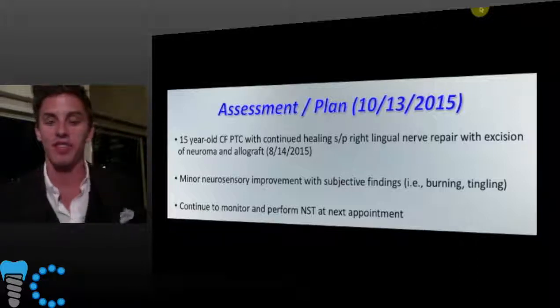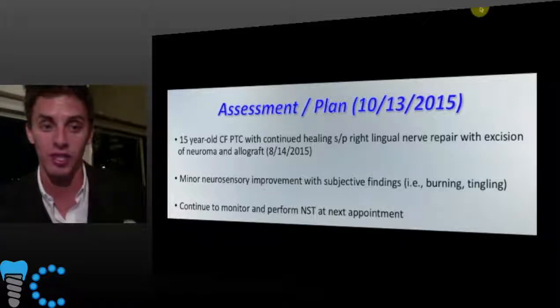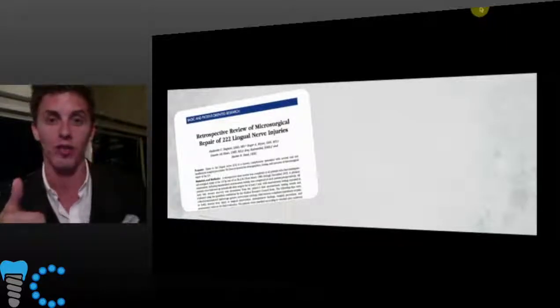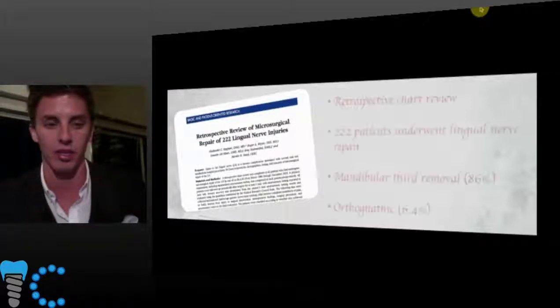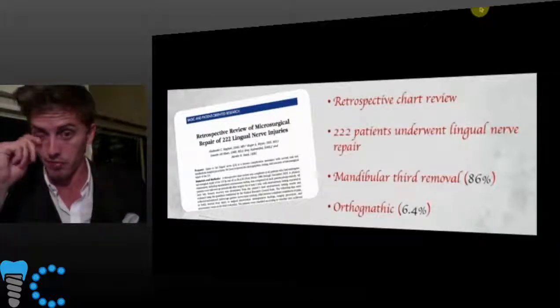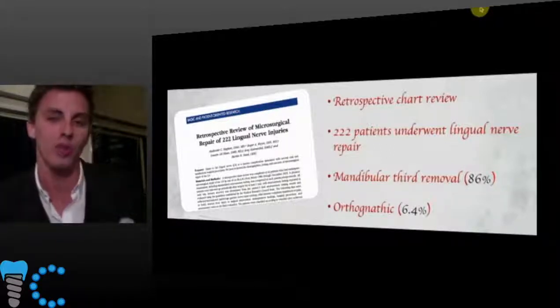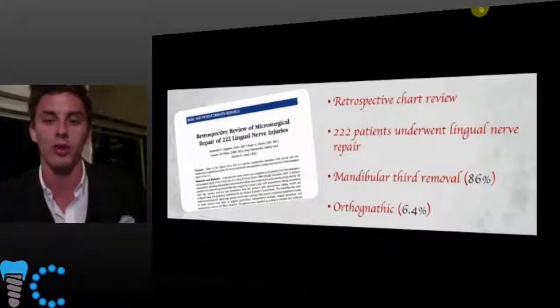So as I finish up this lecture and this trilogy, we're going to just review another paper that my attending wrote, which is fantastic. You can find both the inferior nerve paper and the lingual nerve paper online. And if you want to email me, I can easily send those to you as an email attachment. So looking at the paper, this is a retrospective chart review. There were 222 patients that underwent lingual nerve repair.